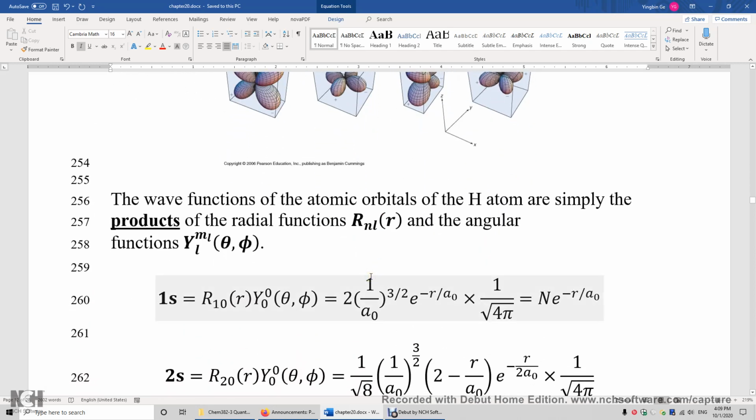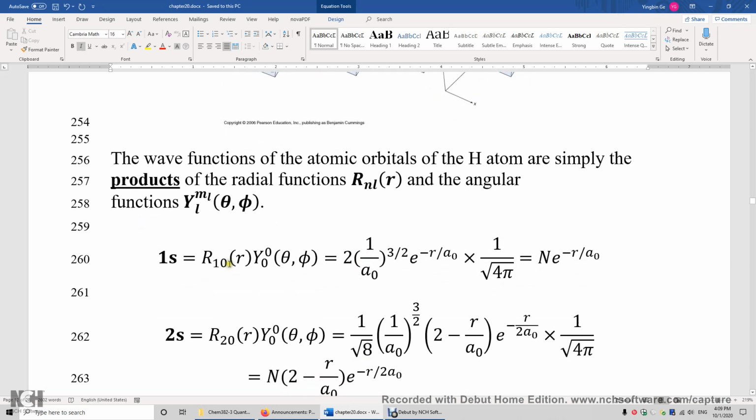Alright, so if you put the radial function and the spherical function together, you get the product. The product is the entire eigenfunction of the Hamiltonian operator of the hydrogen atom. 1s orbital. You have the radial function, you have the angular function, you do a multiplication, put them together, and then you get this wave function.